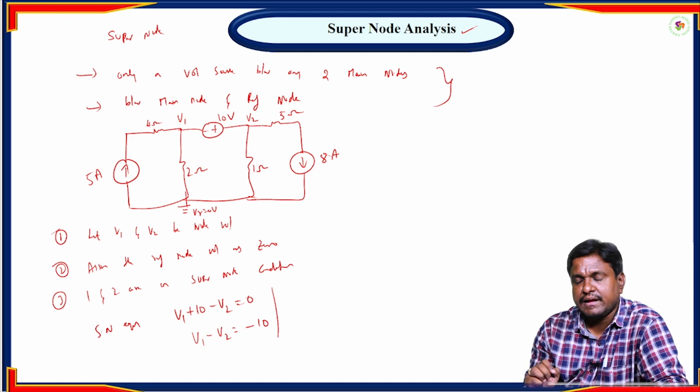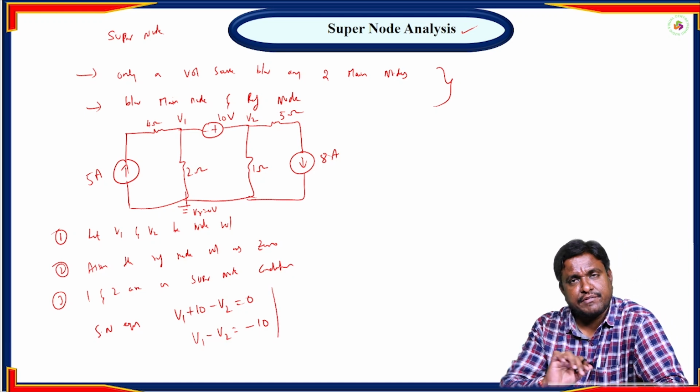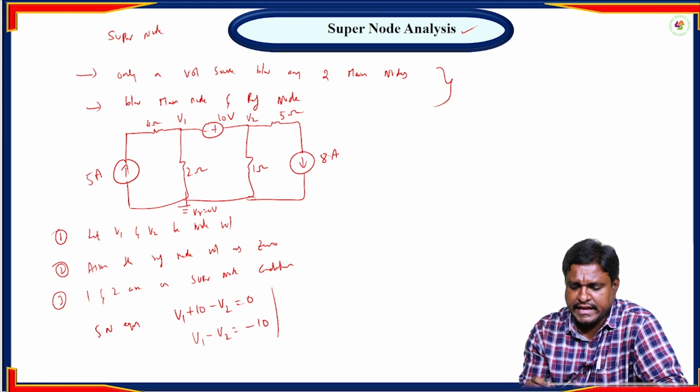So here some of them might have that out. Why should I consider only from V1? I can consider from V2. Yeah, of course, we can start with the V2 also. Then we are going to get the equation as V2.